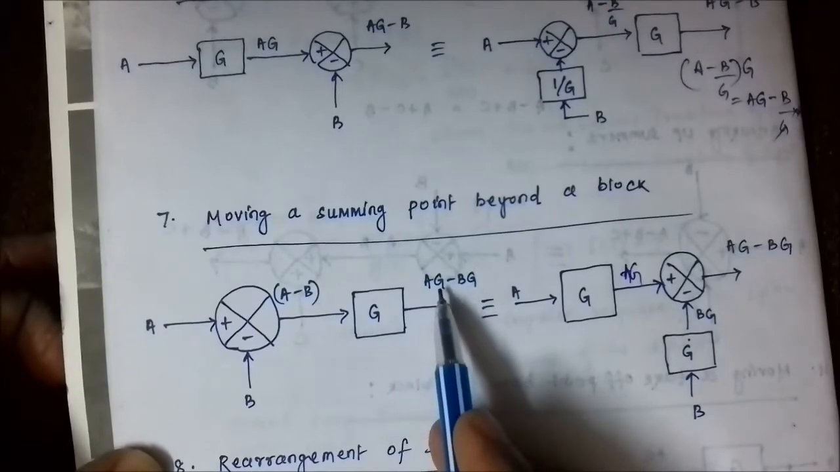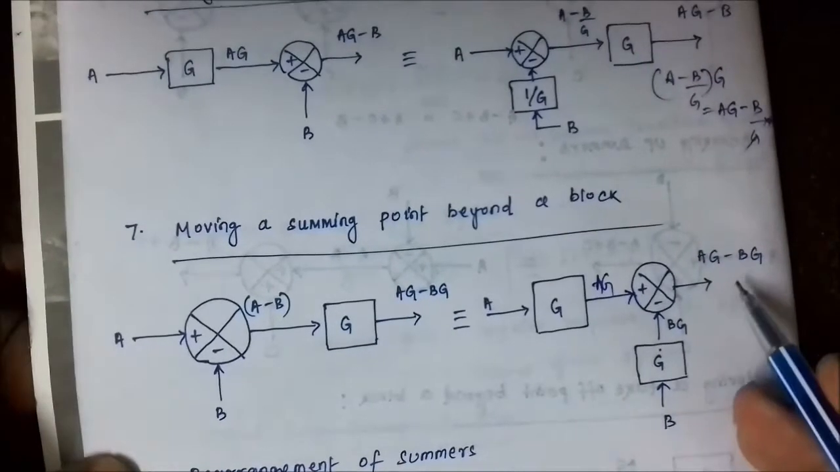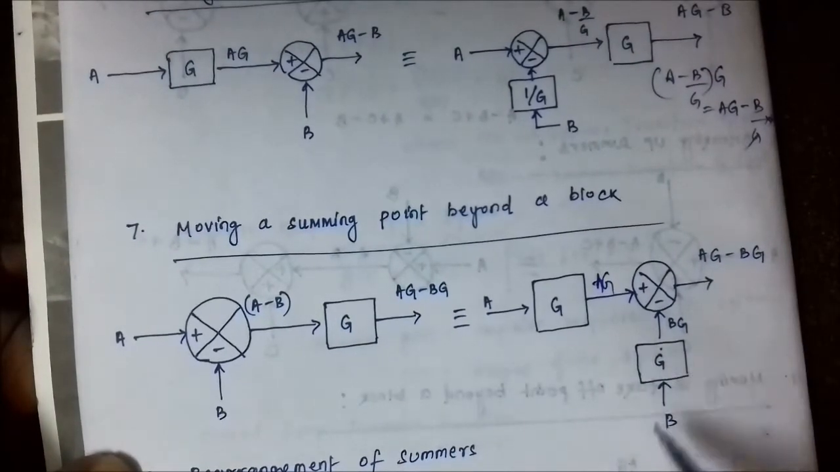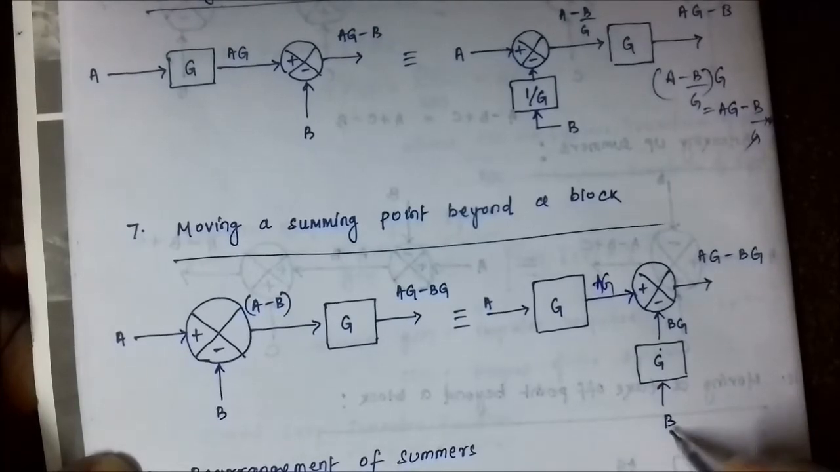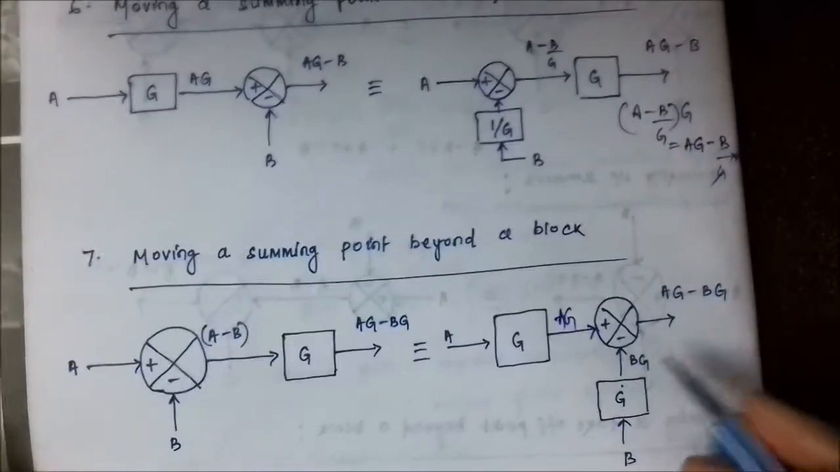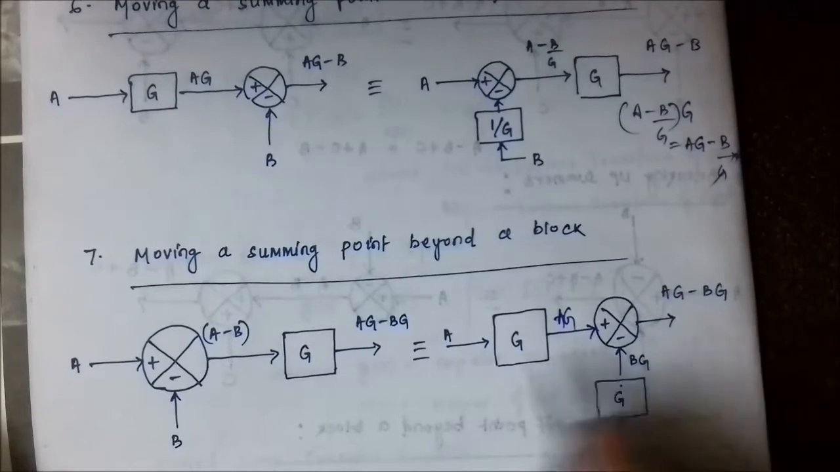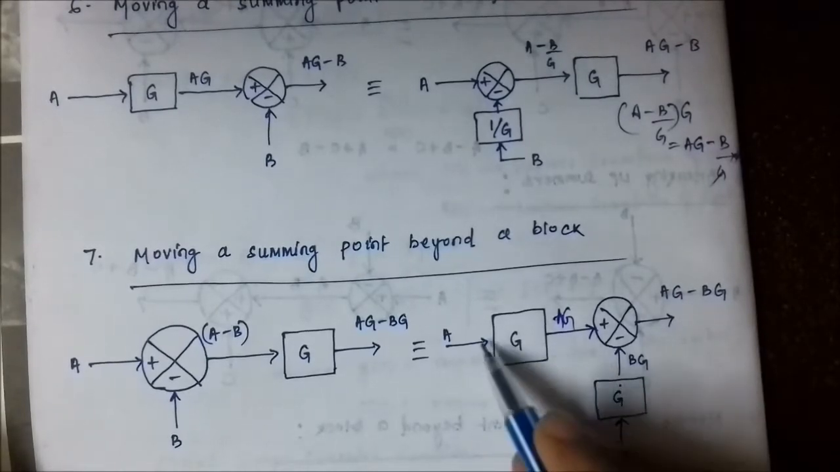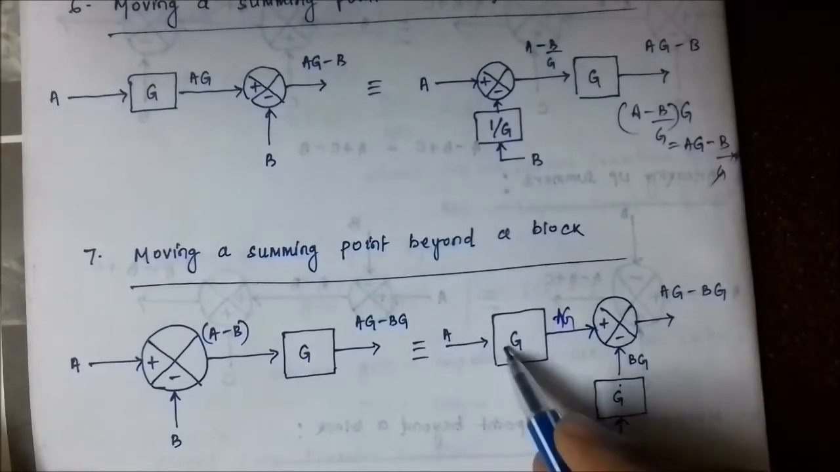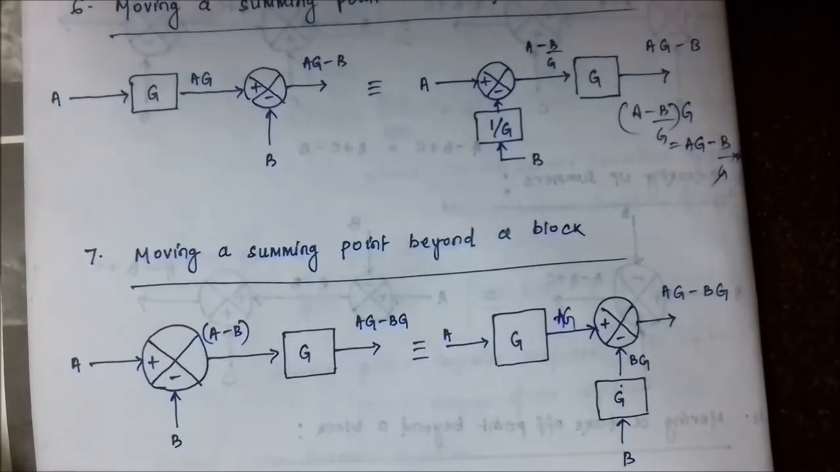We have got the same signal AG minus BG here too. Just by a simple manipulation, we have multiplied this B with a G block, so that we get this BG part. The AG part we get by multiplying this A with a G. This block has shifted here. Okay. So the net output stays the same.